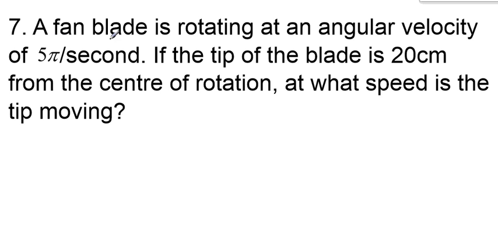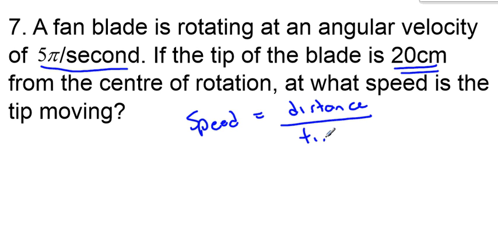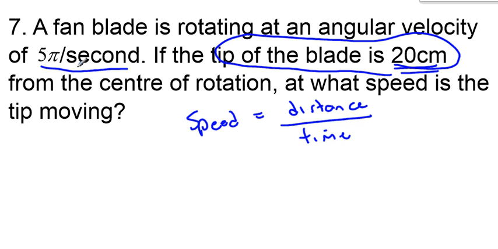Same idea. A fan blade is rotating at an angular velocity of 5 pi per second. Same one as before. If the tip of the blade is 20 centimeters from the center of rotation, at what speed is the tip moving? So we know that speed is a measurement of distance traveled compared to time. We need to know what distance the tip of the blade travels in a second. So that means we need to figure out what the arc length is.